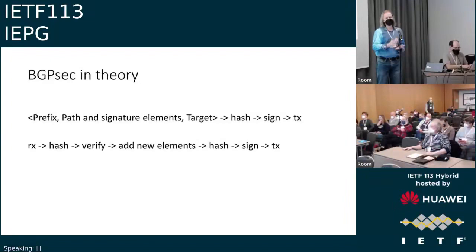So BGPsec in theory is a really simple idea. We add some cryptographic verification into the AS path. So sign what we are advertising and verify what we receive from our neighbors. The signature is comprised of 3 elements: the actual fragments of the path, the identifier of the neighbor to whom we are sending out, and the prefix itself. Well, do some calculation and then do some other calculation to verify that. Next slide, please.